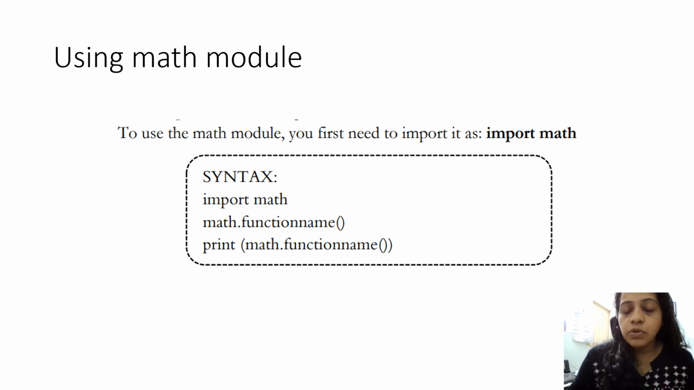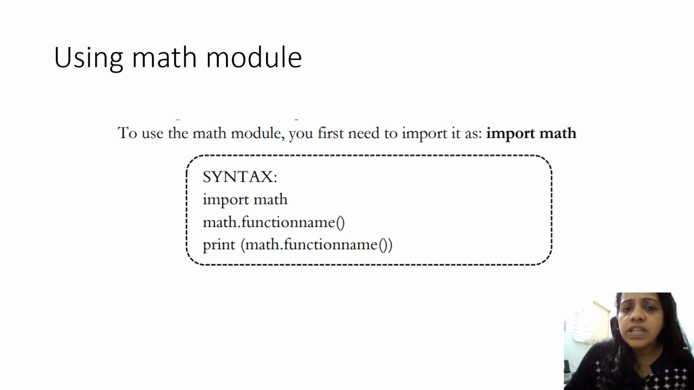The math module consists of some mathematical functions. The syntax is given here. The first line is import math. That is common to all. Whenever we have to use or call any function included in the math module, we have to import math. So that's the first line. The second line is for calling that particular function. In addition to the function name, we have to give math dot to show that it is in the math module.